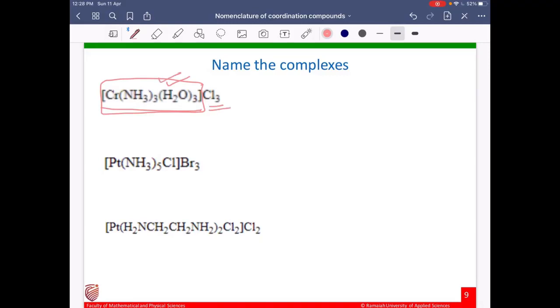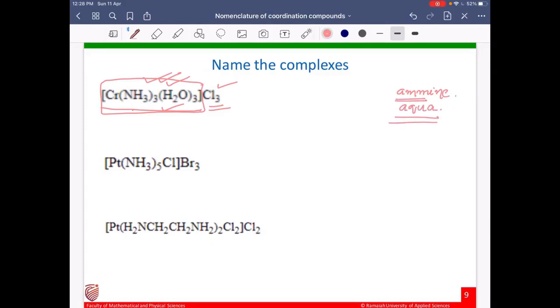First point, we now know whether we have to write the complex ion first or the anion first. We have to write the complex ion first, Cr(NH3)3(H2O)3. First, we have to write the names of the ligands. Two ligands are there. One is ammonia, which we call ammine, and H2O we call aqua.